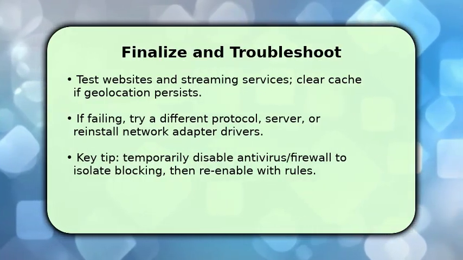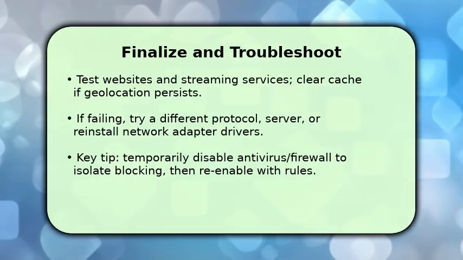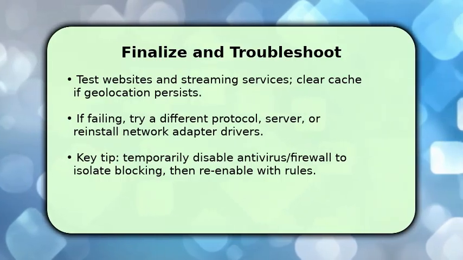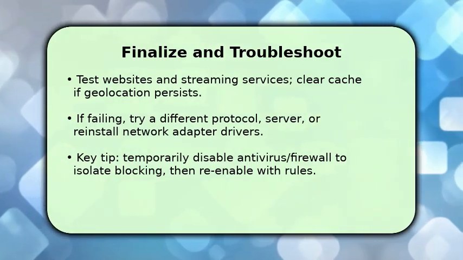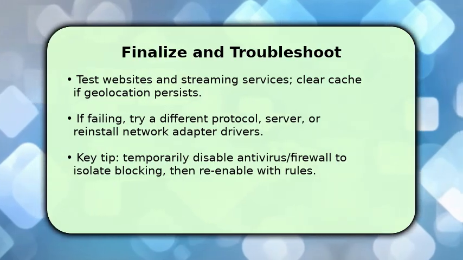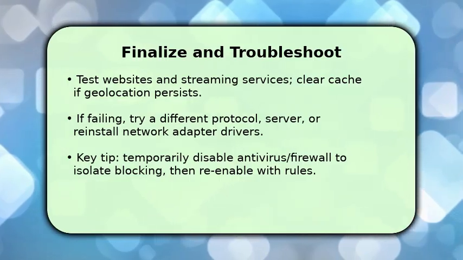If a website still sees your real IP, clear browser cache and retry. If the connection fails, switch protocols, pick a different server, or reinstall the VPN network adapter. Make sure to check that antivirus or firewall isn't blocking the client. Temporarily disable them to test and then add exceptions.